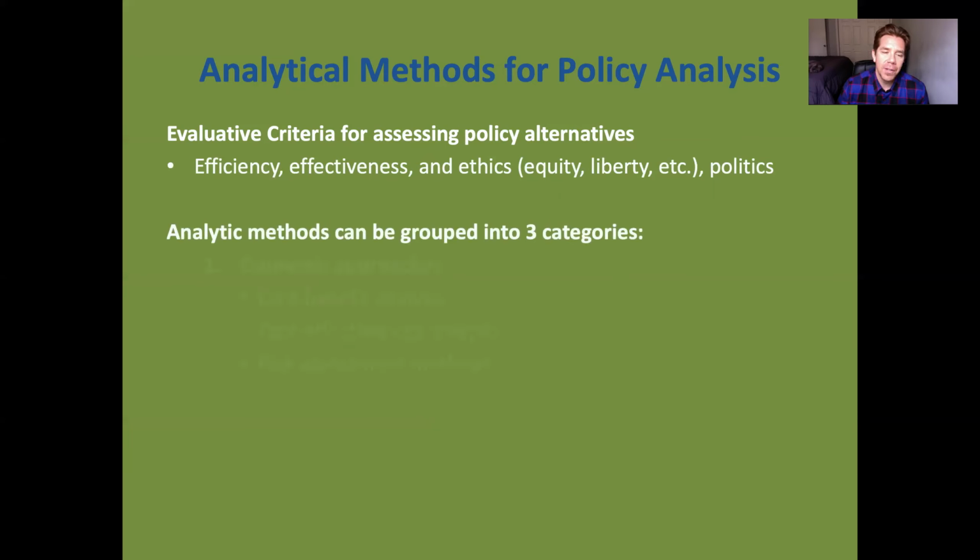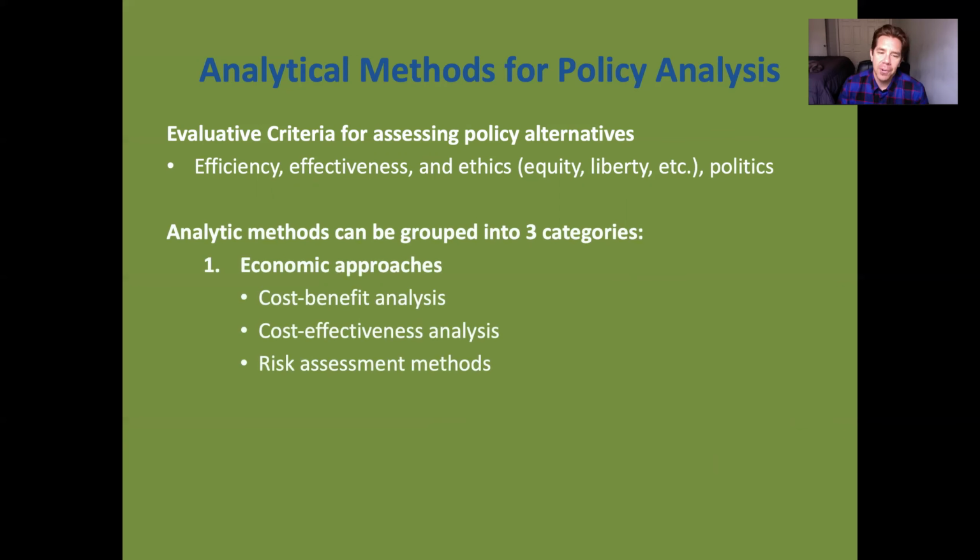In general, analytical methods can be grouped into 3 categories. The first is economic approaches. The second and third are political and institutional types of analyses, and we'll talk about those next class. But we're going to focus in on economic approaches. Specifically, we're going to spend some time talking about cost-benefit analysis, which is a very commonly applied tool to analyze policy options for addressing a public problem. We'll briefly discuss cost-effectiveness analysis, which is closely related to cost-benefit analysis. And then we'll go over some basic elements of risk assessment.